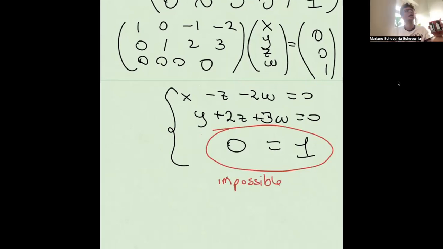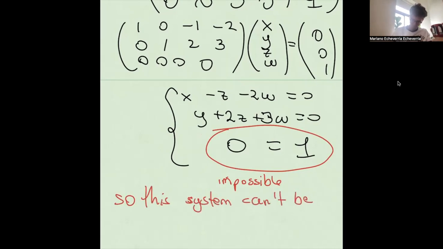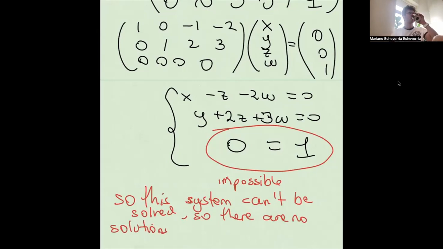So that shows you explicitly that the system is inconsistent. So this system cannot be solved. So there are no solutions. Is that making sense?